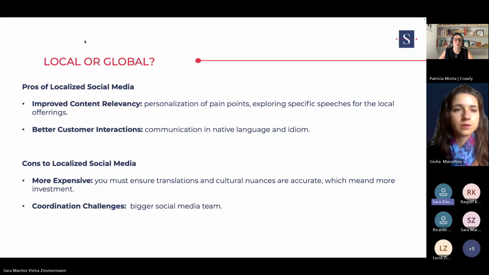And then let's understand the pros and cons between local and global. Okay. If you think about localized social media, you're going to be more relevant in the content, right? And you're going to have great results with interactions, because we're talking about language, but we are talking about trends, we are talking about plays and what's funny and what's not, and what people are talking about or not, etc. But if you go to localized social media, it's more expensive and it's difficult to coordinate all the accounts, all the languages, all the teams, right?